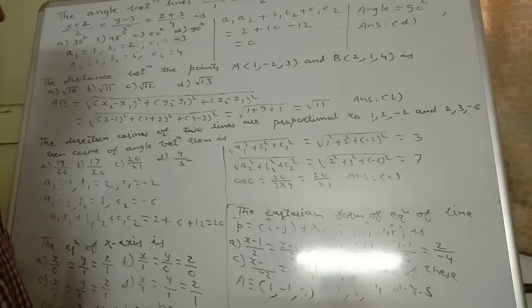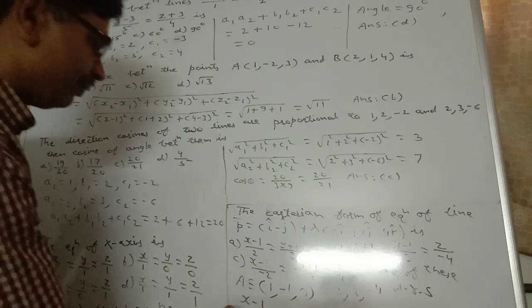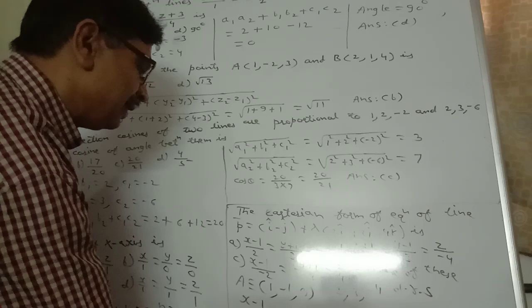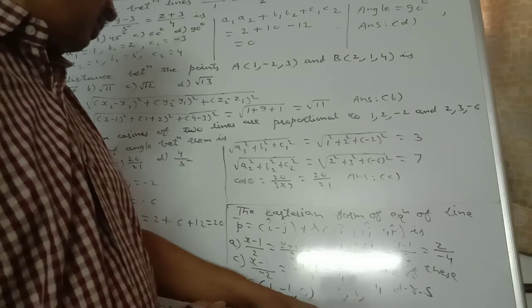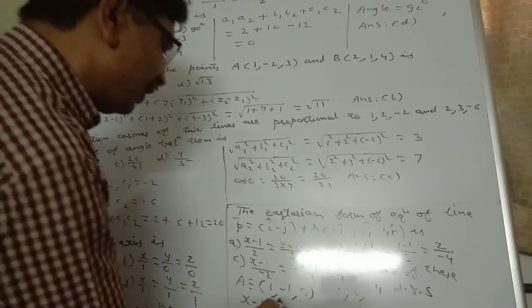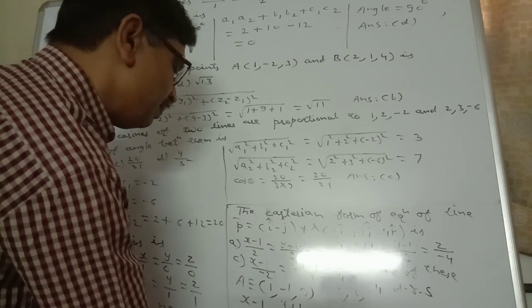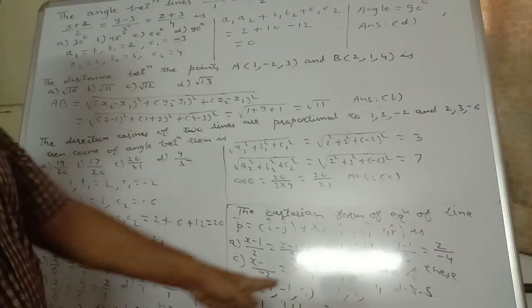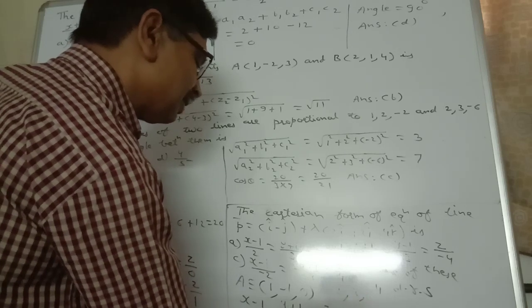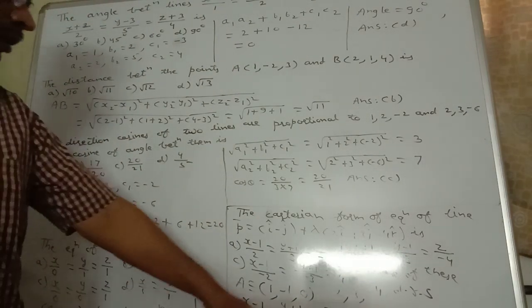Then the equation of the line. (X minus x1), x1 is 1, upon a, which is 2, is equal to (y minus y1), y1 itself is negative, so minus minus becomes plus, (y plus 1) upon b, which is 3, is equal to (z minus 0) upon c, which is minus 4. So here the answer is option A.